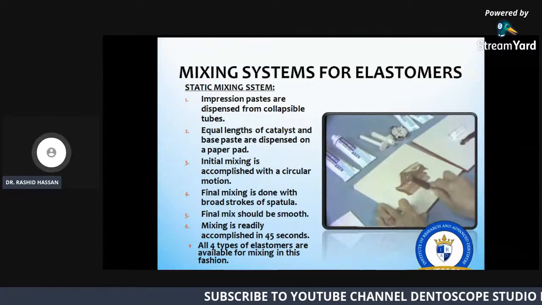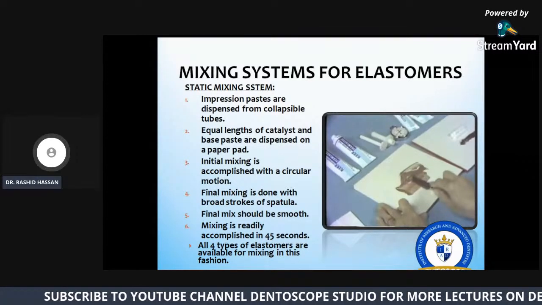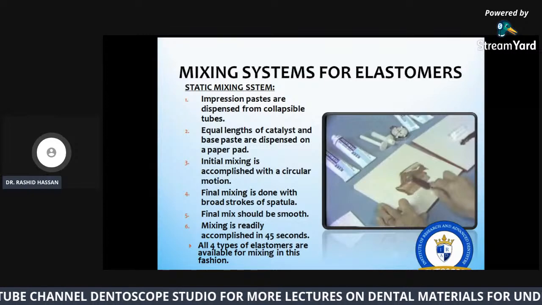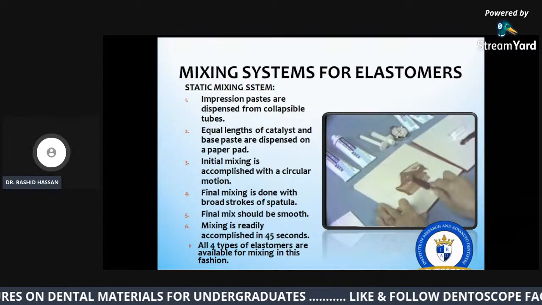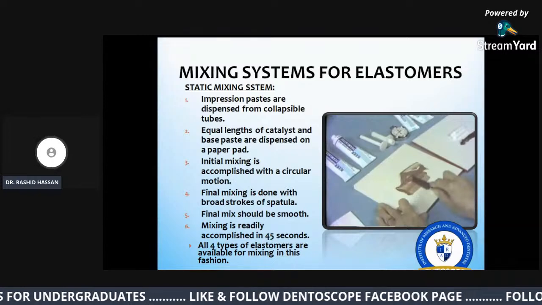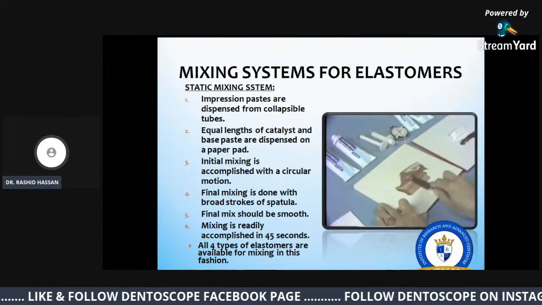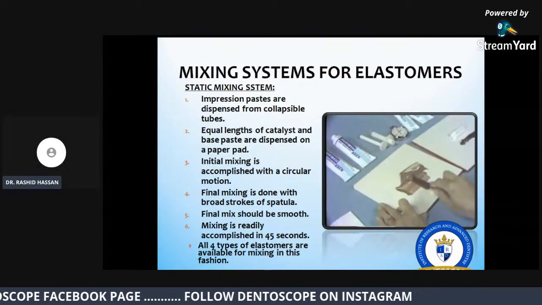Final mixing is done with the broad strokes of the spatula. The final mix should be smooth. Mixing is ready in about 45 seconds when you get the homogeneous color, and all four types of elastomers can be mixed by this method.